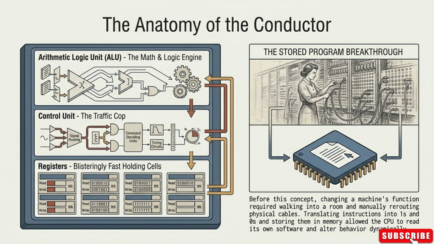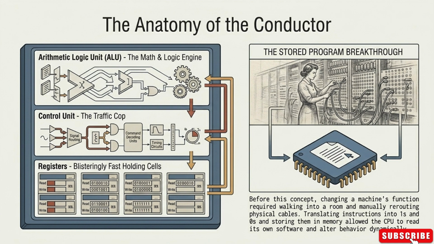It basically consists of three primary domains. You have the arithmetic logic unit, which crunches the math and executes those Boolean operations we started with. Right. You have the control unit, which acts as the traffic cop routing data. And you have the registers, which are tiny, blisteringly fast holding cells for the specific data being worked on in that exact millisecond. And the source points out that the true revolutionary leap in CPU design was the stored program concept.